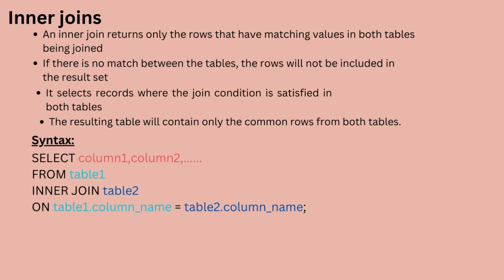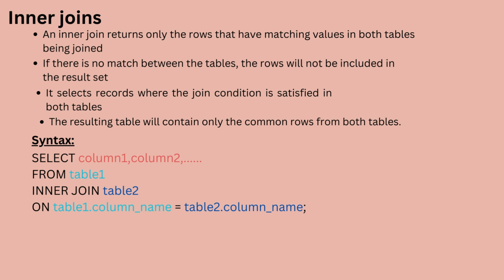First, inner joins. An inner join returns only the rows that have matching values in both tables being joined. If there is no match between the tables, the rows will not be included in the result set or the output. It selects records where the join condition is satisfied in both tables. The resulting table will contain only the common rows from both tables.